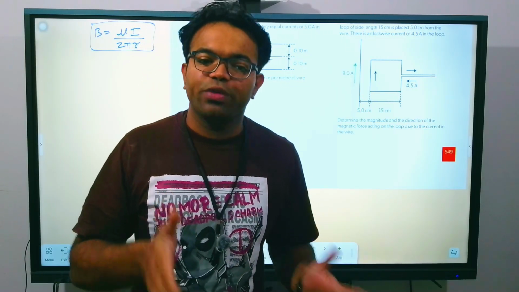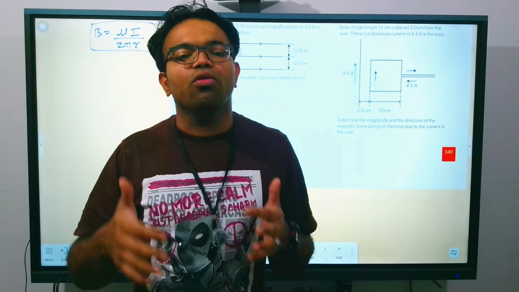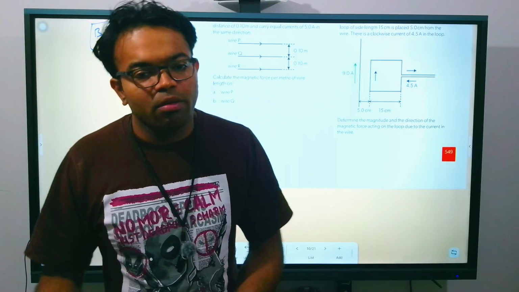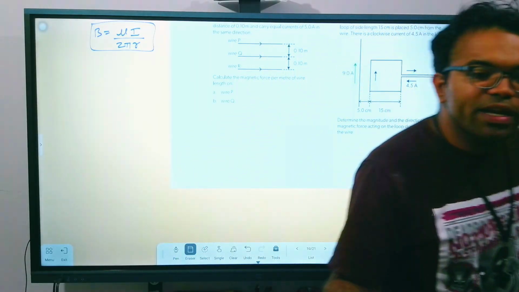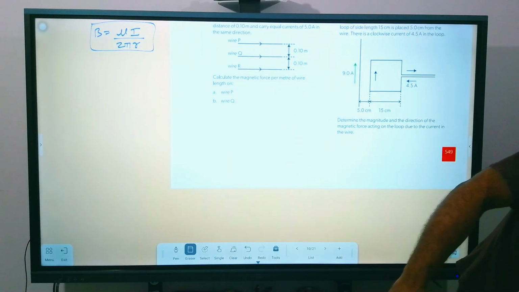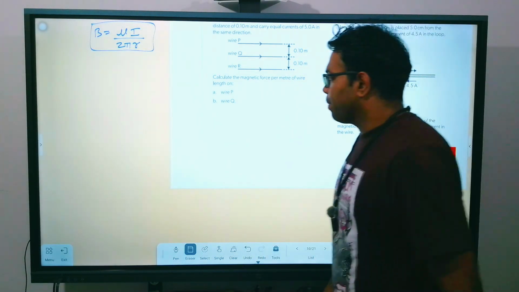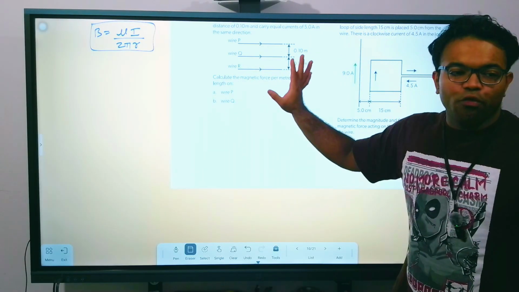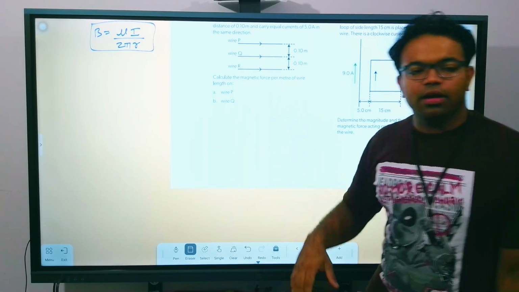Since there is no net field, what happens? There is no net force because both the fields are zero. The field is becoming zero. Therefore, the force also becomes zero. So no force will act on Q.